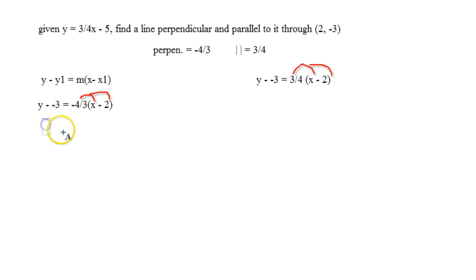So we distribute the slopes, and this turns into y plus 3 equals -4/3 x plus 8/3. So that just turns into that. Whereas this one, once again, it's turning into a positive 3 because I have a double negative. 3/4 x minus 6/4, which turns into 3/2. Let's just say that much.